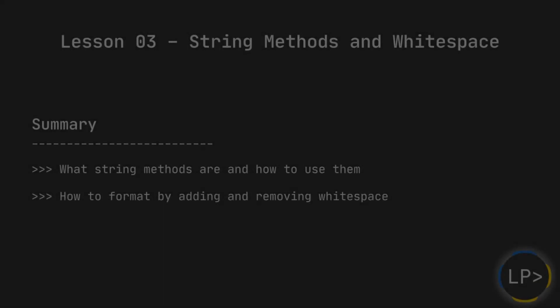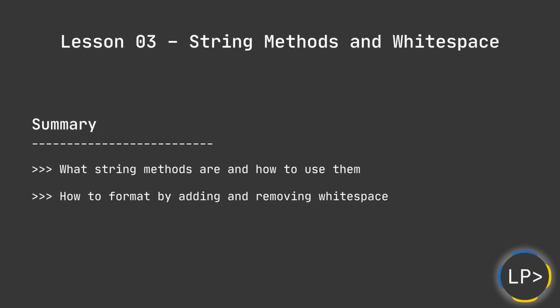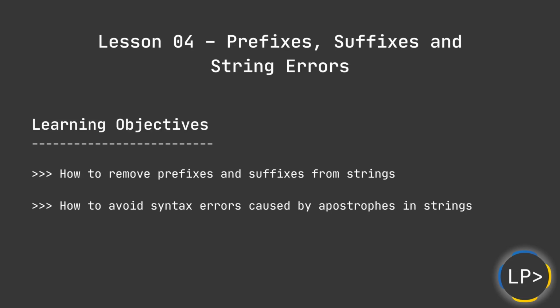Hello and welcome to Learn Python. In the previous lesson 3, we looked at string methods and how to use them. Additionally, we learned how to format by adding and removing whitespace. In today's lesson number 4, we will look at how to remove prefixes and suffixes from strings, and additionally how to avoid syntax errors caused by apostrophes in strings.